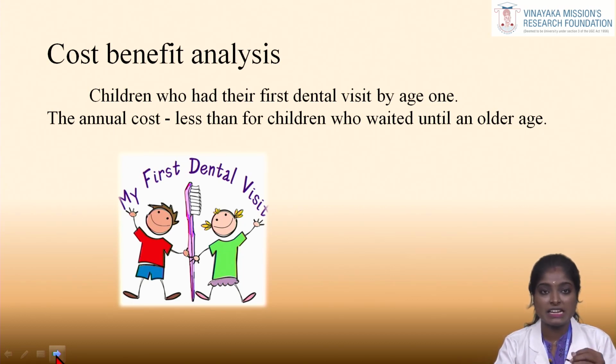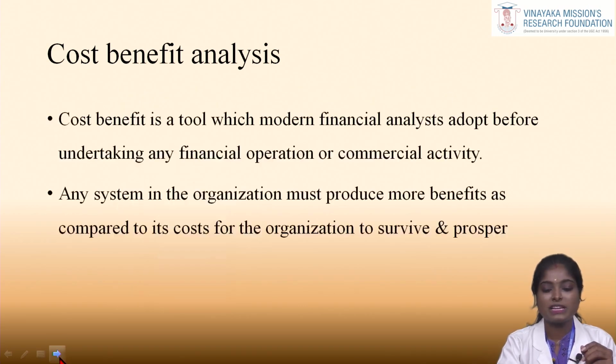For example, let's take the dental aspect: children who had their first dental visit by age 1. Some people had their dental visit by age 1 and some people did not. And a study shows that the annual cost they spend on dentistry is lesser for children who visited the dentist at the age of 1 than for those who went at older ages. So older children spent more on dentistry. So they have more loss when compared to children who had their dental visit at the age of 1. So this is the concept behind cost benefit analysis.